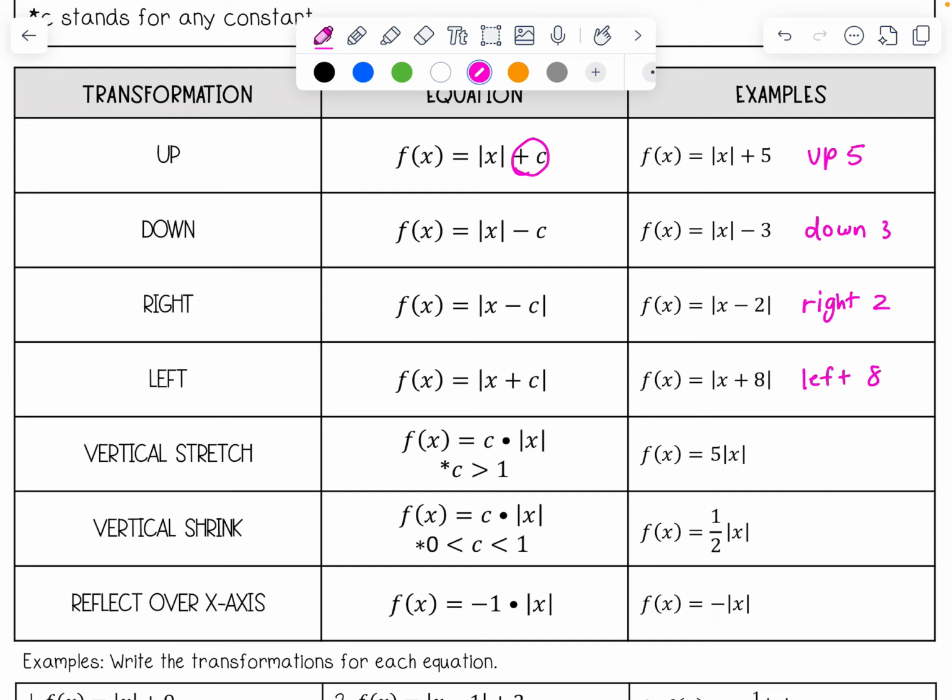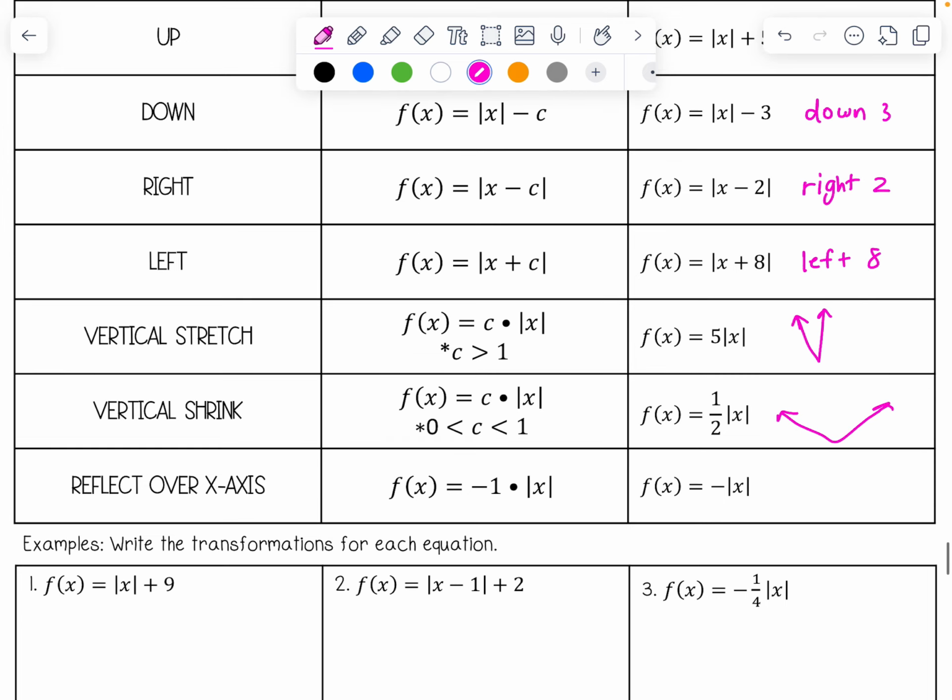If I want to make a vertical stretch, then I would multiply outside of the absolute value expression by a number greater than 1. So like 5 times the absolute value of x is going to make the graph kind of tall and skinny. And then a vertical shrink would be a number between 0 and 1 that's going to kind of make it short and fat. And then if I want to reflect it, so it's going to be upside down, then I would put a negative on the outside, or basically multiply it by -1.